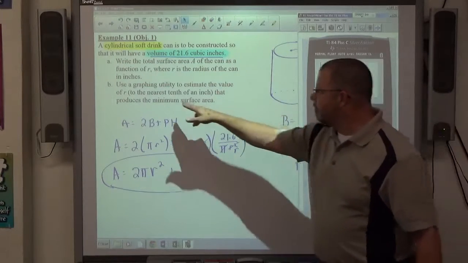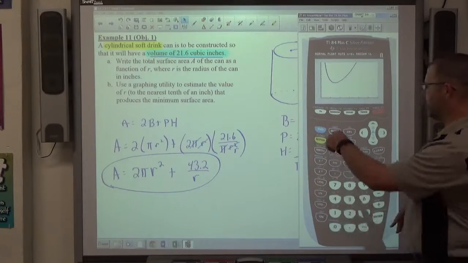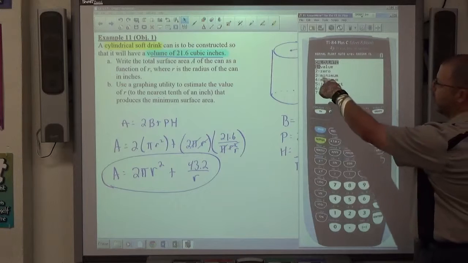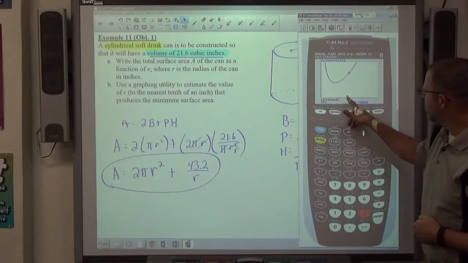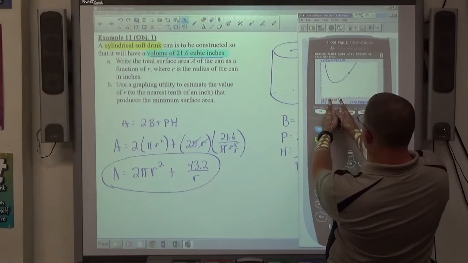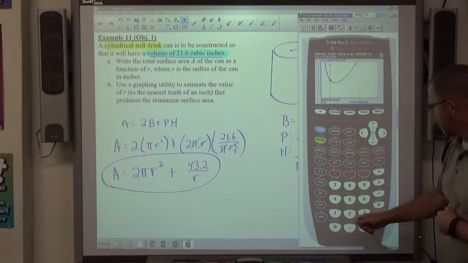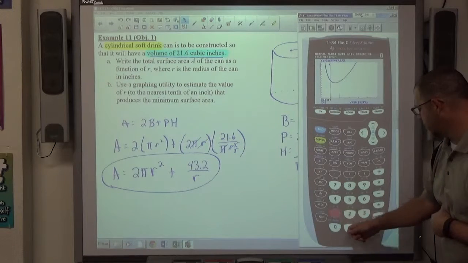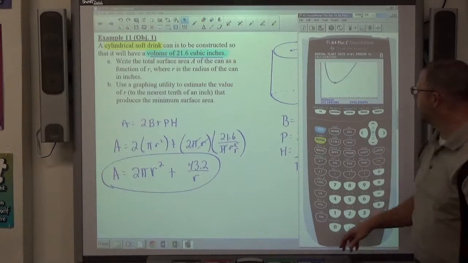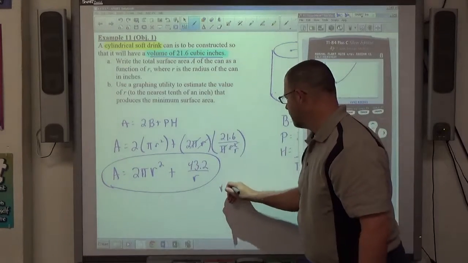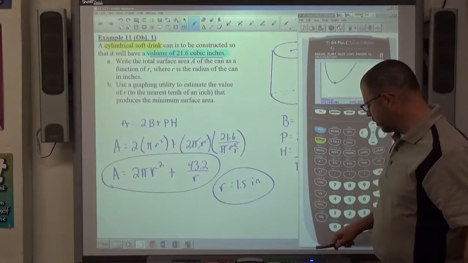Again, we're trying to find the minimum surface area. The y coordinate of the graph represents the actual surface area. So second calc, choose 3 for minimum. It asks for left bound, right bound, and guess. The answer looks to be between 1 and 2 based on my vision. So I go left bound 1, which is too small, right bound 2, which is too big, and the guess somewhere in between, 1.5. We get 1.509231, so 1.5 to the nearest tenth of an inch. So the optimal radius will be 1.5 inches.